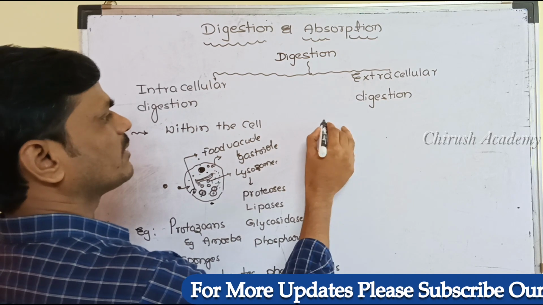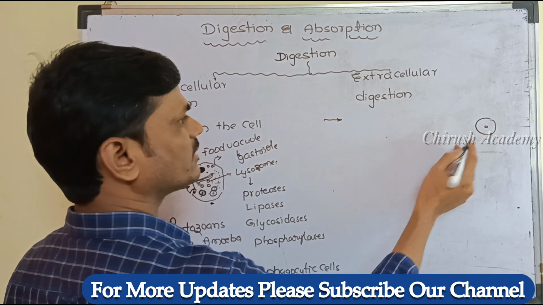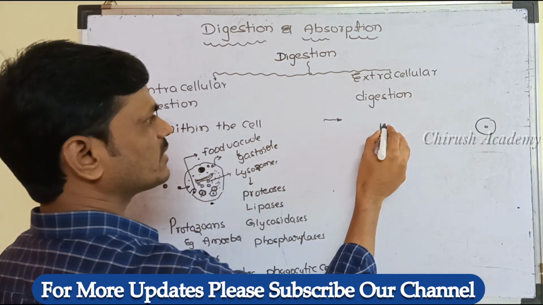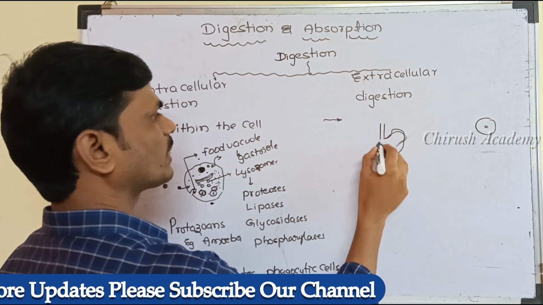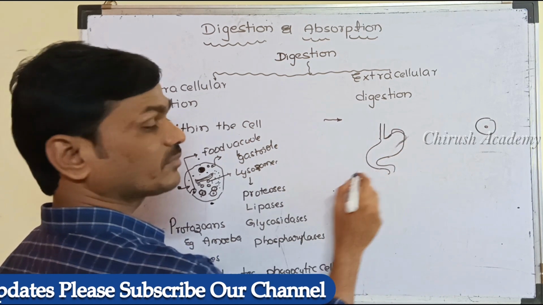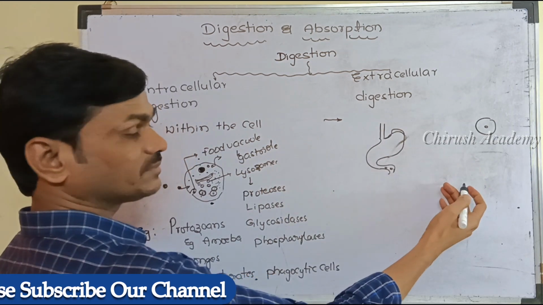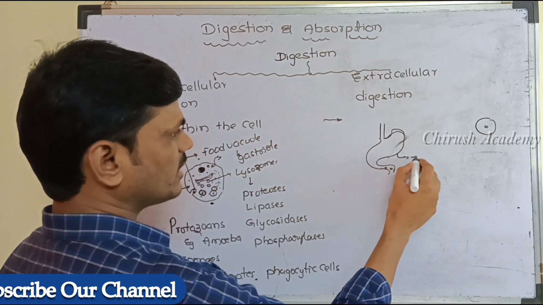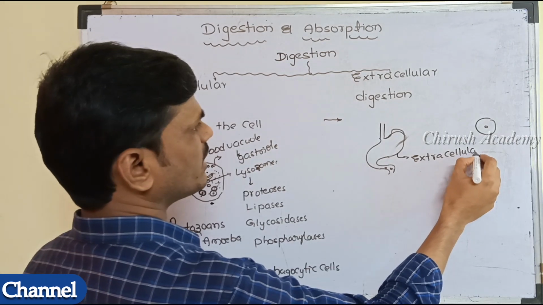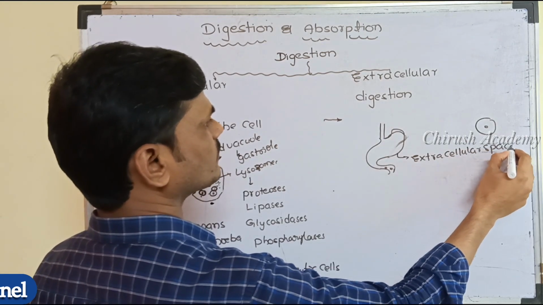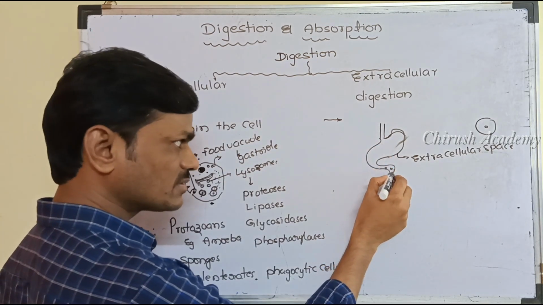Extracellular digestion occurs outside the cell. Suppose this is the cell and digestion takes place outside the cell, that is, in the digestive system. You can see this is the digestive system. The digestion takes place outside the cell, in the extracellular space. So this area we are calling extracellular space. So now the digestion takes place in this extracellular space.